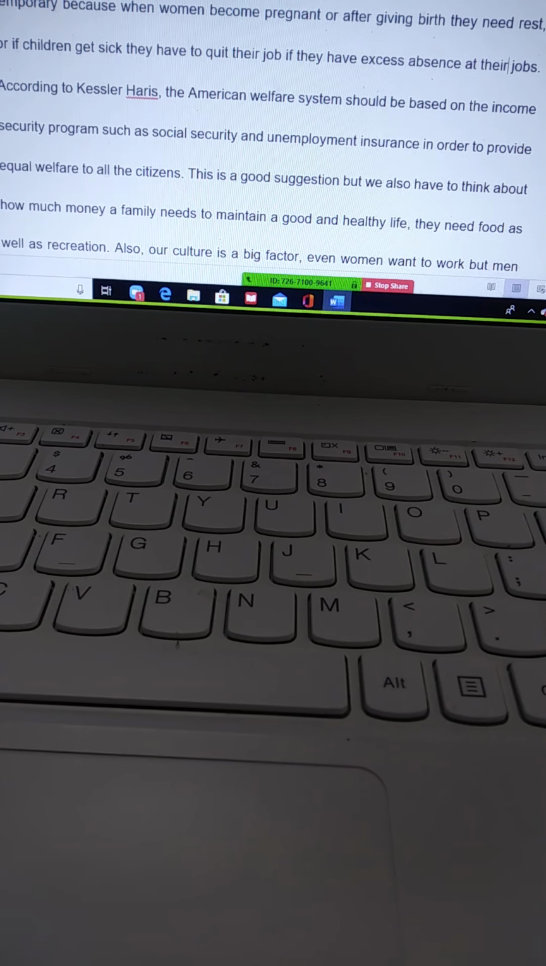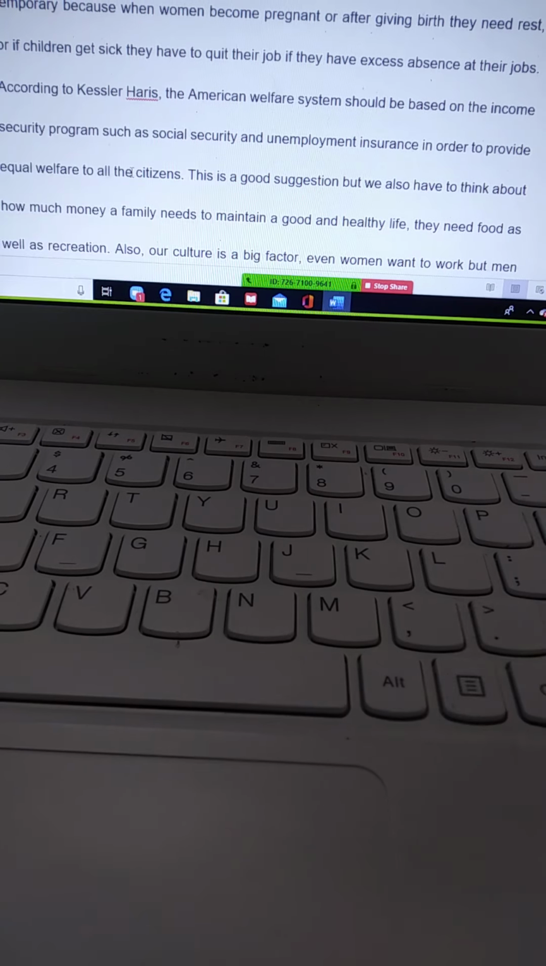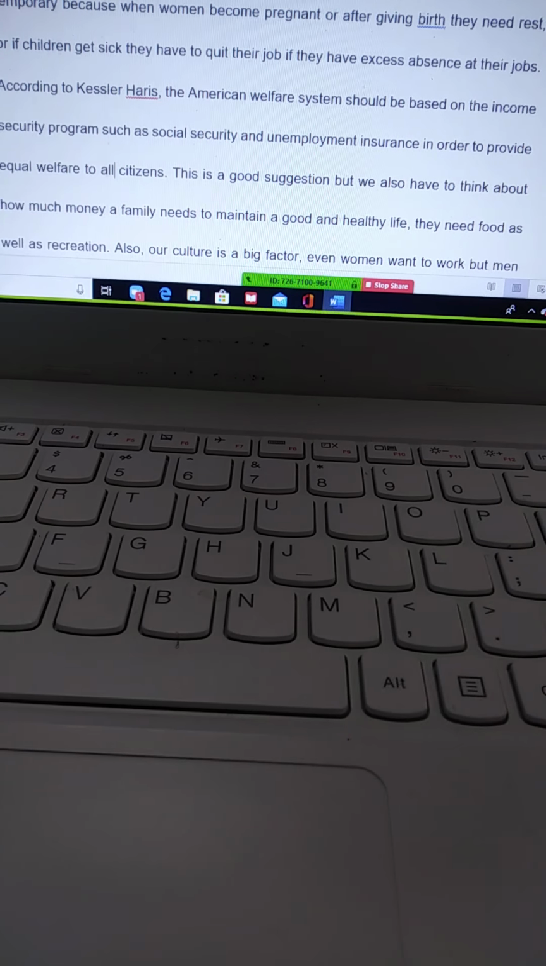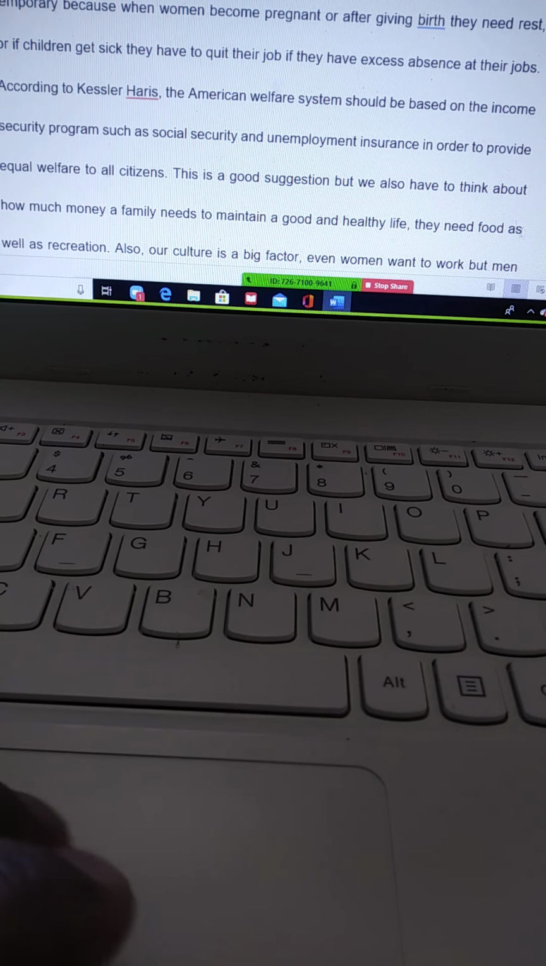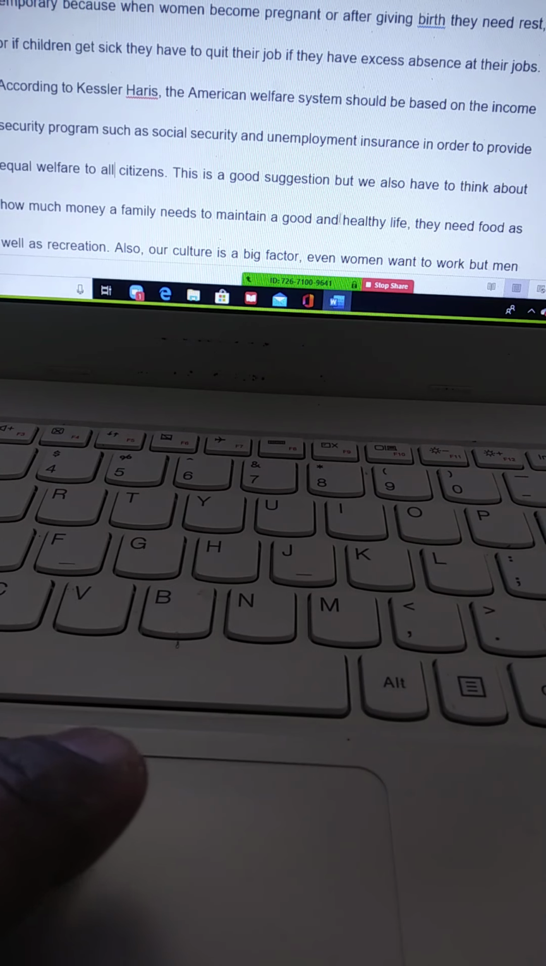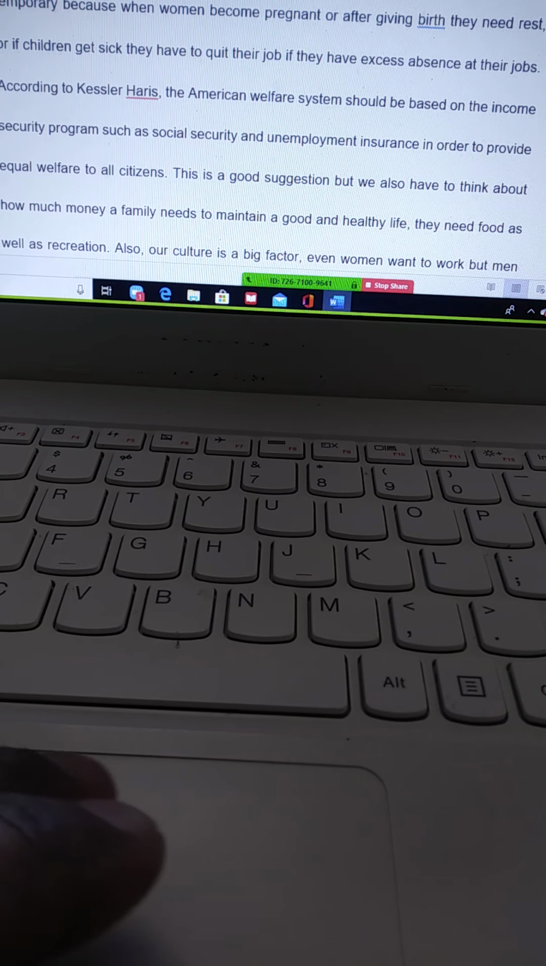According to Kessler Harris, the American welfare system should be based on the income security programs such as Social Security and unemployment insurance provide equal welfare to all the citizens. So let's get rid of the citizens. Right, let me see. Right, so this is a good suggestion, but we also have to think about how much money a family needs to maintain good, healthy life. We don't need a good and healthy. Okay, I guess that they need food as. Let me see.